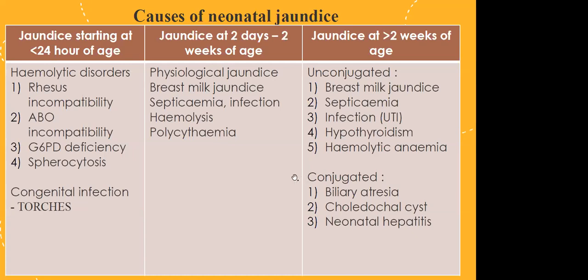For jaundice that occurs at 2 days to 2 weeks of age, it is usually physiological jaundice. As you know, physiological jaundice is a benign jaundice and occurs in almost all babies. It happens due to excessive bilirubin production from the high hemoglobin content, a short red blood cell lifespan in newborn babies, and also poor bilirubin clearance, meaning the liver is immature.